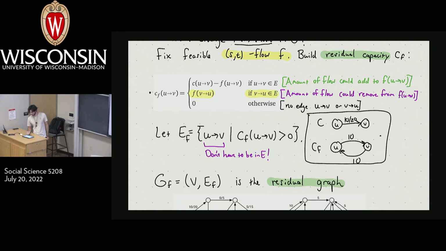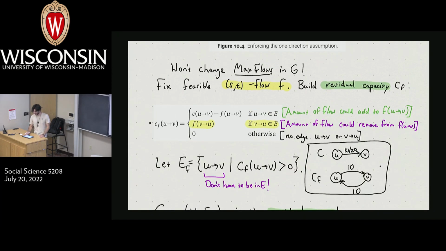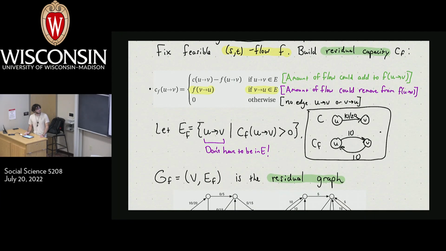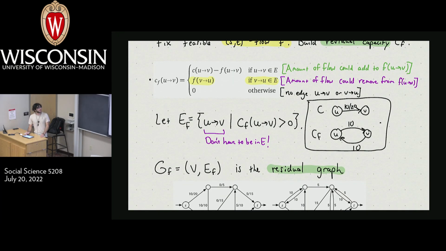So in particular, the residual graph is not reduced. We need the original graph to be reduced so that the residual graph is well defined. There's a lot of RE words here. But the main takeaway is now we have this residual graph.